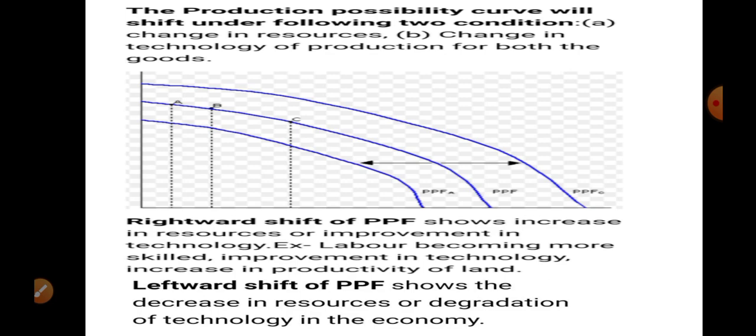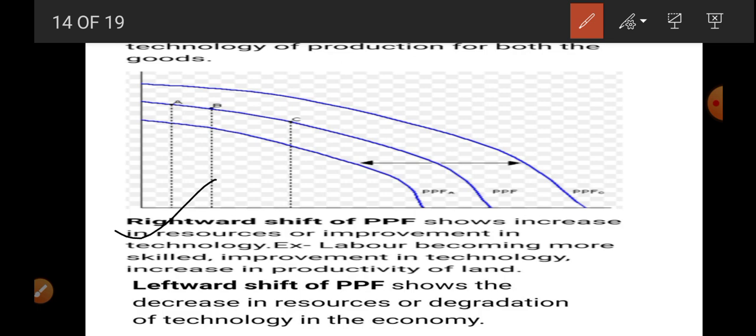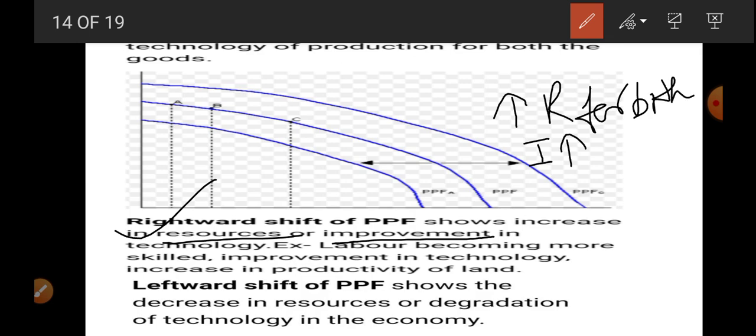Here is given the shift in PPC. We find a shift in PPC when there is an increase or decrease in the production of both goods. If there is a change in resources or technology for both goods, there will be a shift in PPC. A rightward shift occurs when there is an improvement in technology or an increase in resources for both goods.